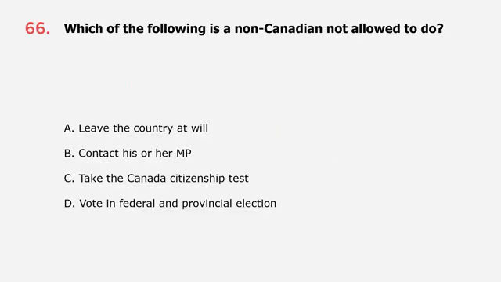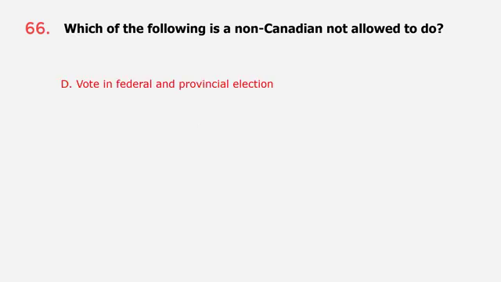Question 66. Which of the following is a non-Canadian not allowed to do? A. Leave the country at will. B. Contact his or her MP. C. Take the Canadian citizenship test. D. Vote in federal and provincial election. The answer is D. Vote in federal and provincial election.